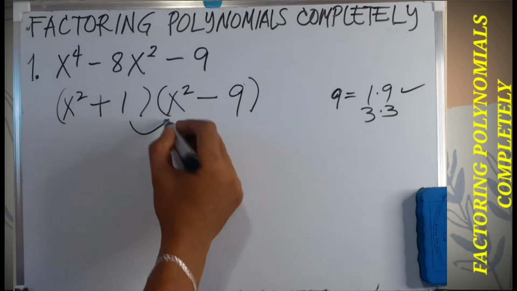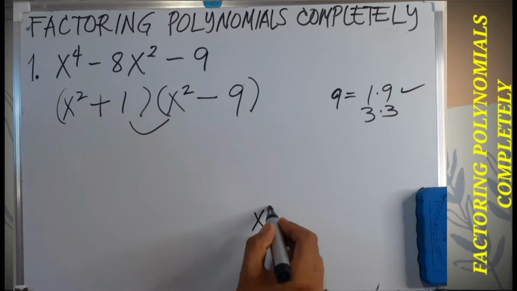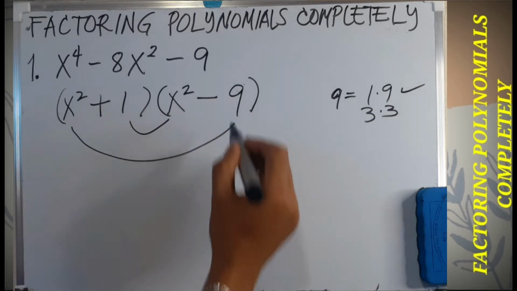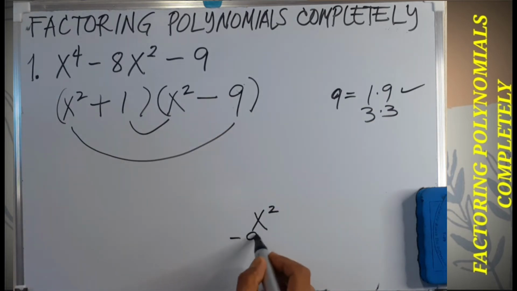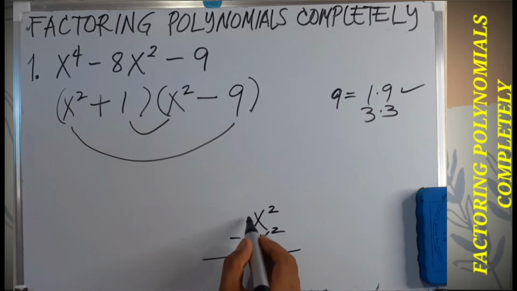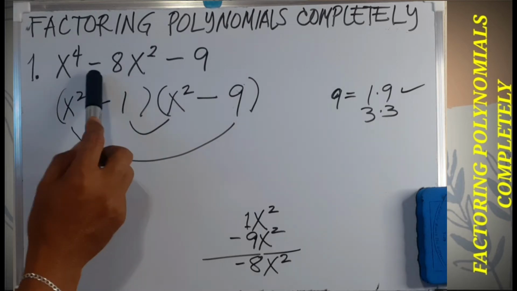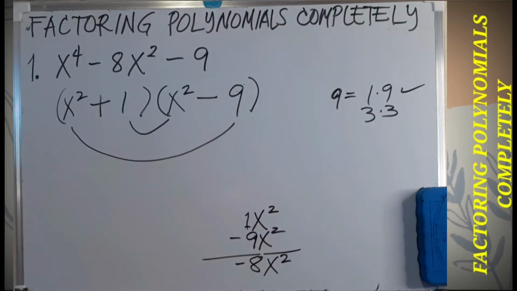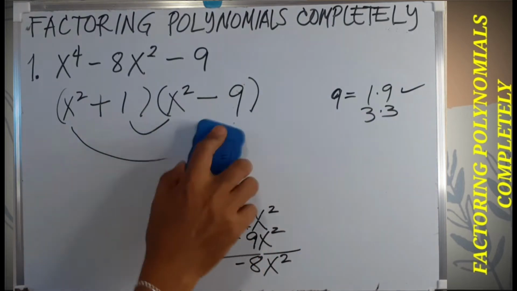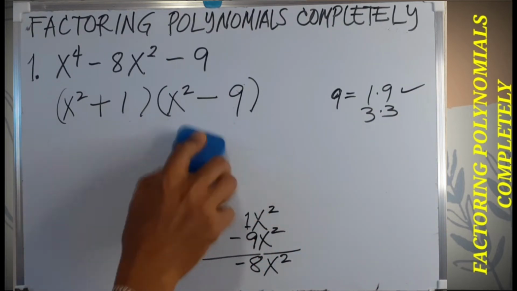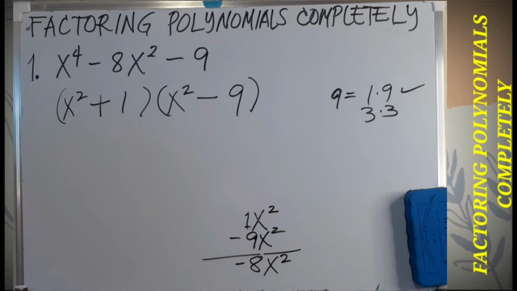1 times x squared is x squared. X squared times negative 9 is negative 9x squared. 9 minus 1 is 8. 9 is higher, and 9 is negative, so negative 8x squared. And our middle term is negative 8x squared, meaning this combination of factors is correct.